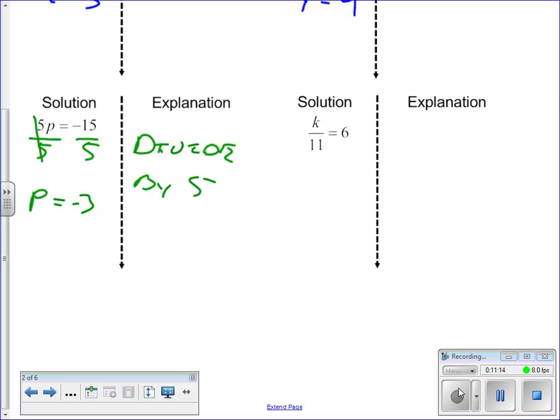What is this right here? Division. K divided by 11. So what am I going to do to both sides? Multiply both sides by 11. Times 11, times 11. I am multiplying by 11. Now I like these because they just cancel out. And I get K equals 66. Easy peasy.